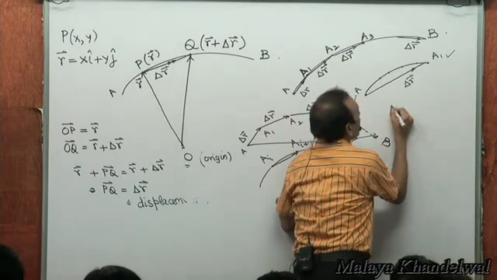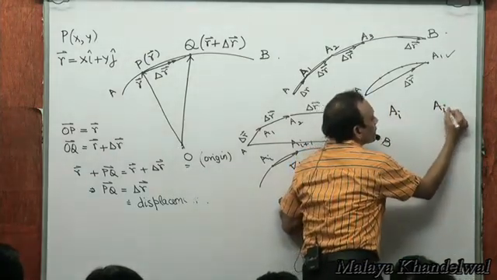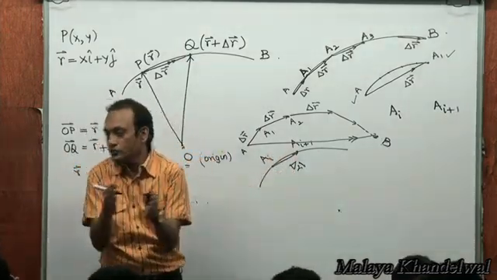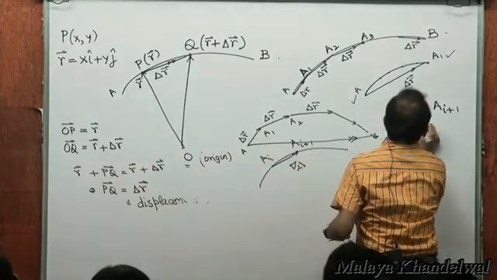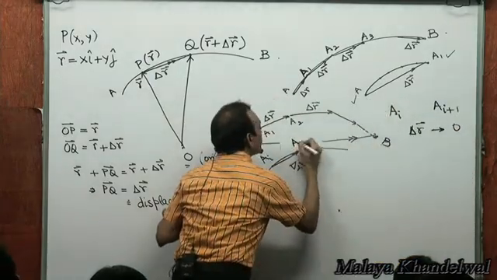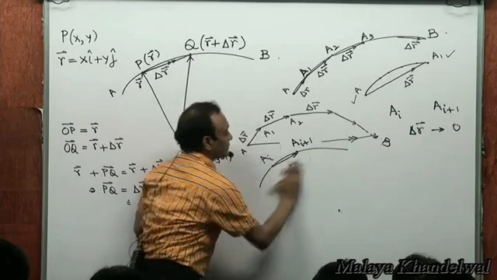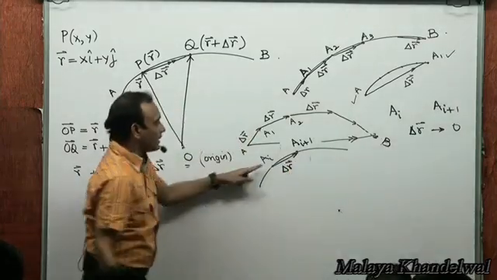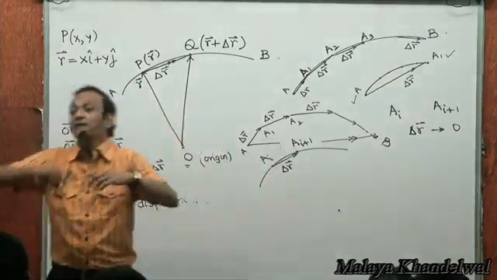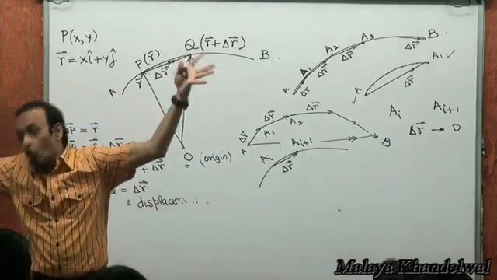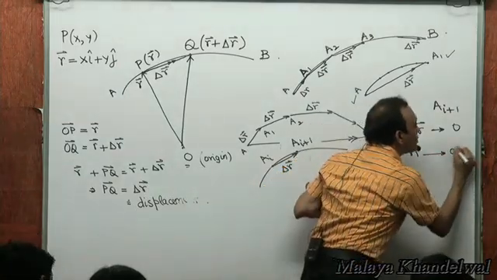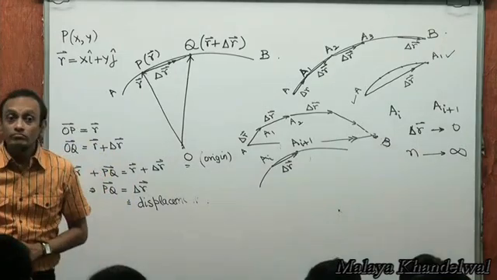If Ai and Ai plus 1 are brought closer and closer and closer, what happens? Delta r tends to 0, yes or no? This is Ai, this is Ai plus 1, right? As Ai and Ai plus 1 are brought closer and closer, delta r tends to 0. And the number of these delta r's will tend to infinity, yes or no? If n is the number of these delta r's, then as delta r tends to 0, the number of these delta r's will tend to infinity, isn't it?